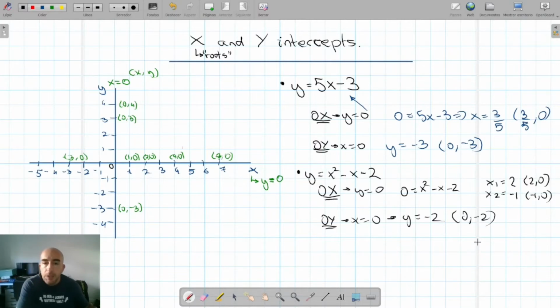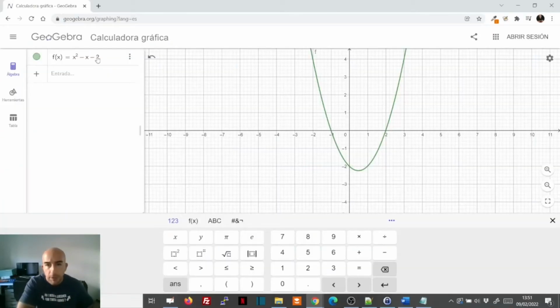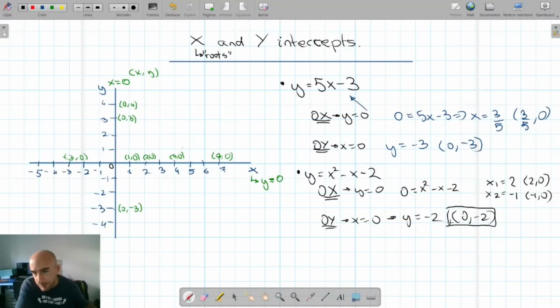Okay? So let's draw it on the online calculator and check our results. That's a parabola. It cuts the x-axis at (2, 0) and (-1, 0). Those are the roots of the equation. And the y-intercept in this case is (0, -2). So that was (0, -2), (2, 0), (-1, 0). So that's correct. Let's look at our last example.